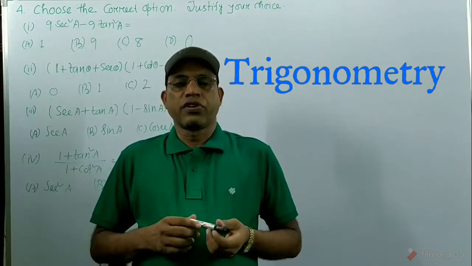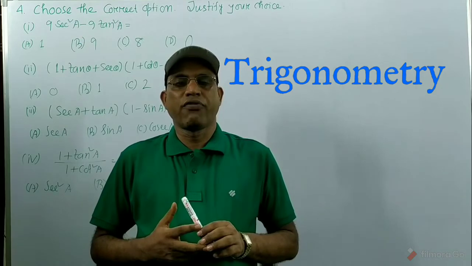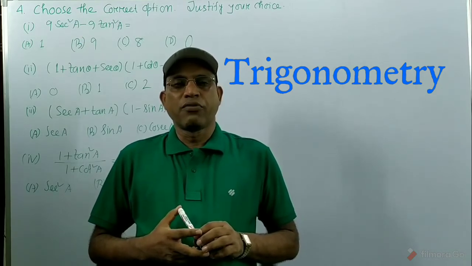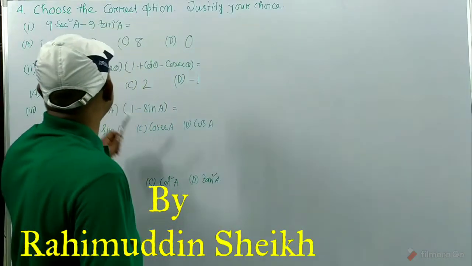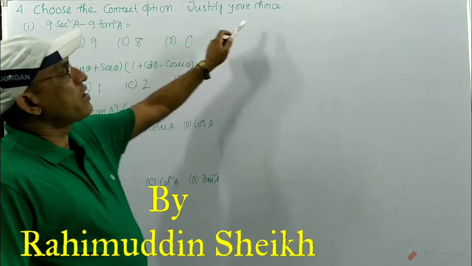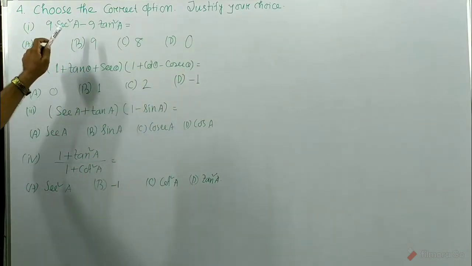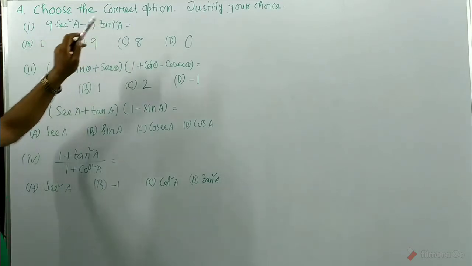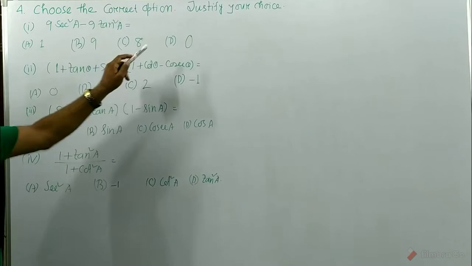So, dear students, today consider question number 4 of exercise 8.4, NCERT book Trigonometry class 10. This is an optional problem. Choose the correct option. Justify your choice. Number 1, 9 sec square A minus 9 tan square A. These are the options given: 1, 9, 8, 0.